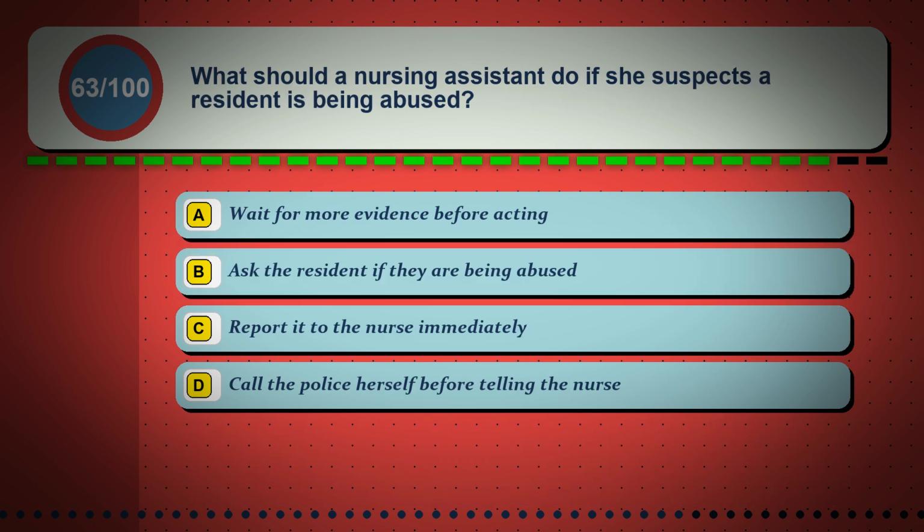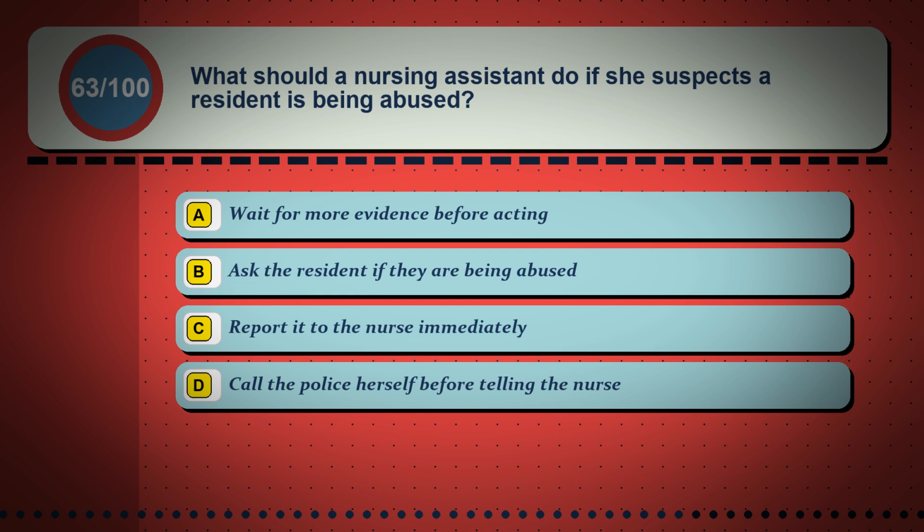Question 63. What should a nursing assistant do if she suspects a resident is being abused? Option A. Wait for more evidence before acting. Option B. Ask the resident if they are being abused. Option C. Report it to the nurse immediately. Option D. Call the police herself before telling the nurse.